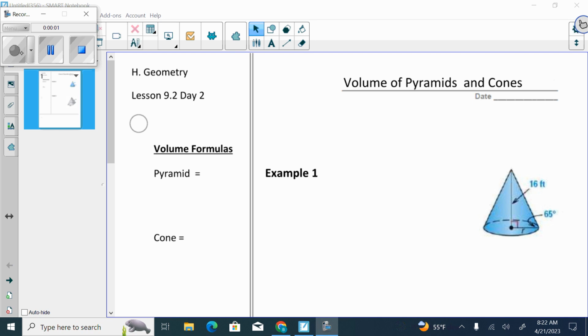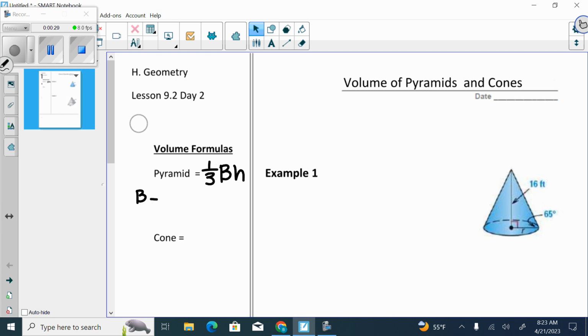That assignment over the surface area and lateral area of our pyramids and cones. Now we're going to find their volume. So the first thing we're going to need to do that is our formulas. Our formula for the volume of a pyramid is 1/3 times the area of the base times the height of the pyramid.